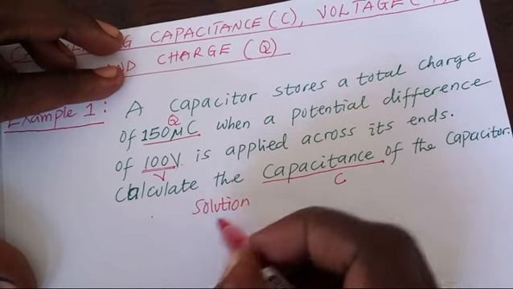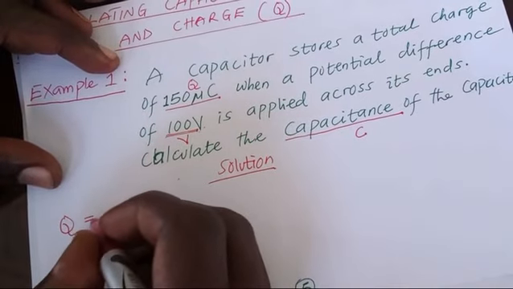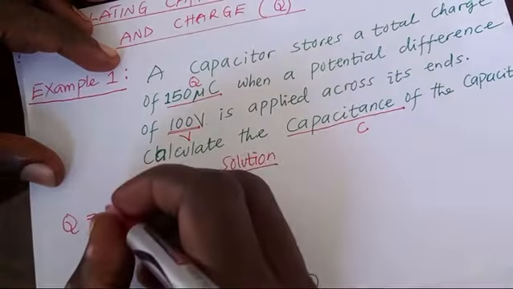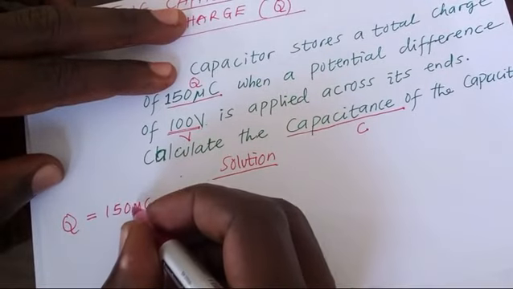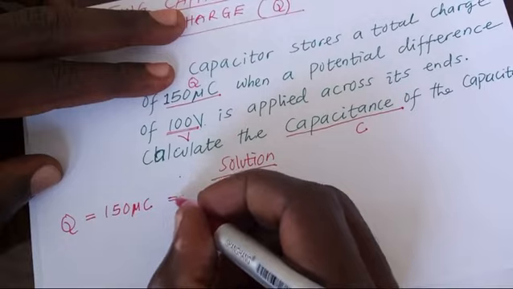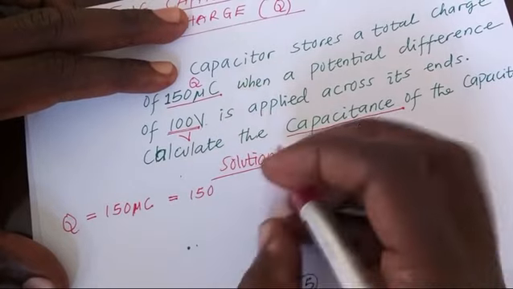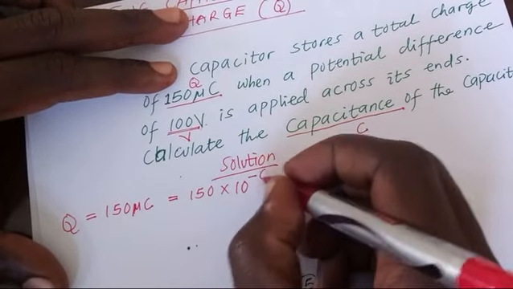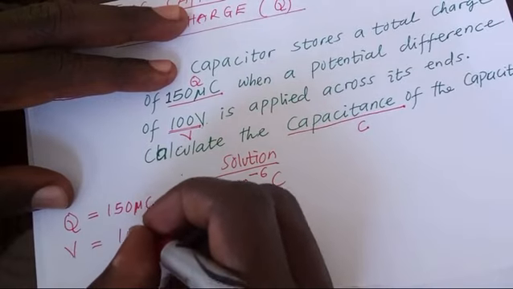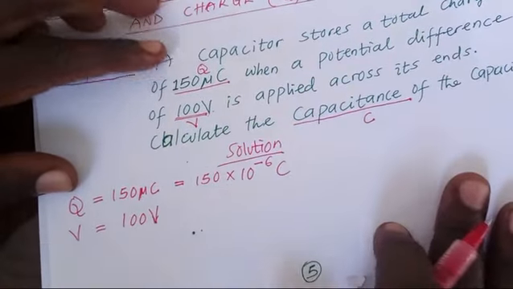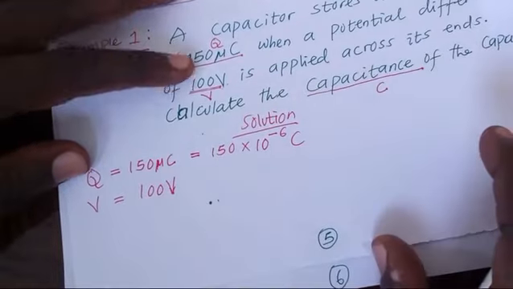So we now say solution. Now we bring out the parameters we are given. First, we are given capital Q, and our capital Q is 150 microcoulomb. Remember, microcoulomb is not the SI unit of charge, so we have to convert it to the SI unit. So this should be 150 times the conversion factor for micro, which is 10 raised to the power of minus 6. Now it is in coulomb. Next, our V is given as 100 volt, and this is the SI unit, so we don't need any conversion here. Next, we write the formula that relates Q, V, and C.